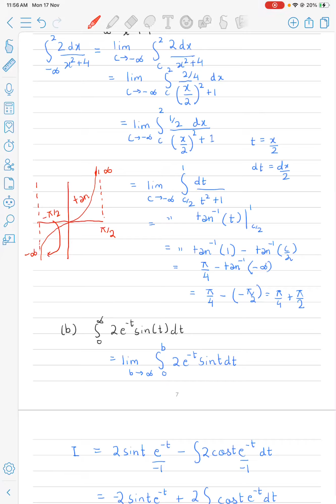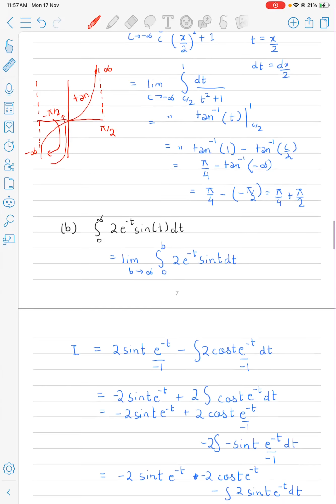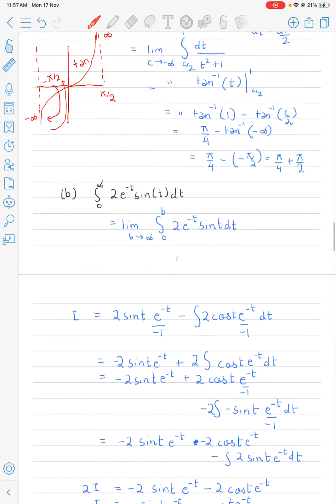So tan inverse will reverse this. It will take minus infinite to minus pi by 2. So you do the calculation, you'll get pi by 4 plus pi by 2. So this will be the answer.